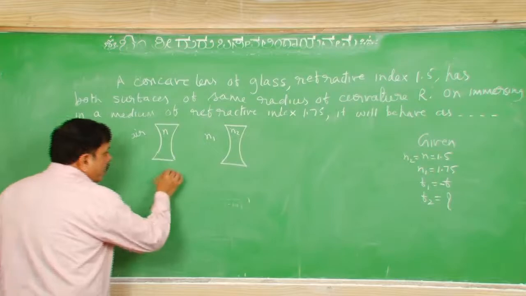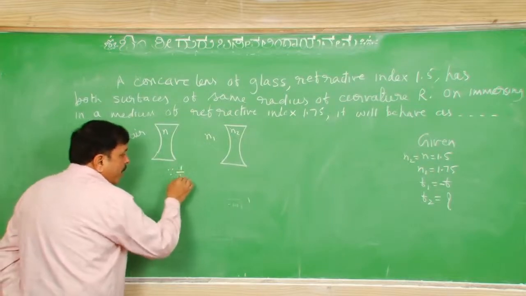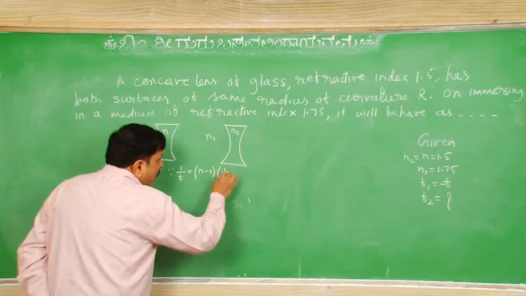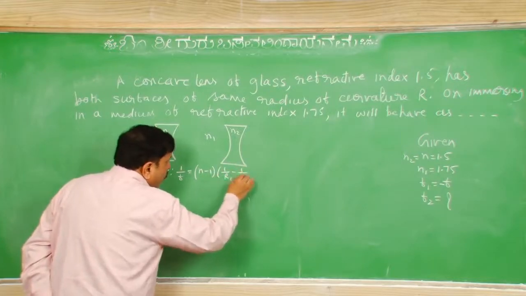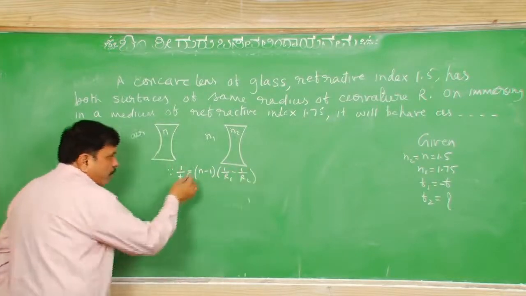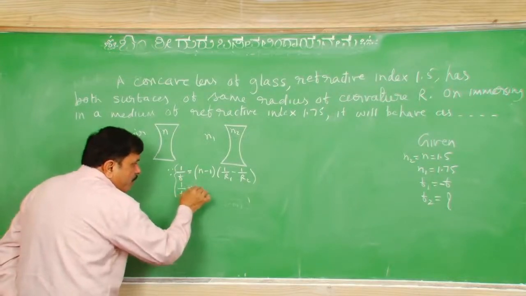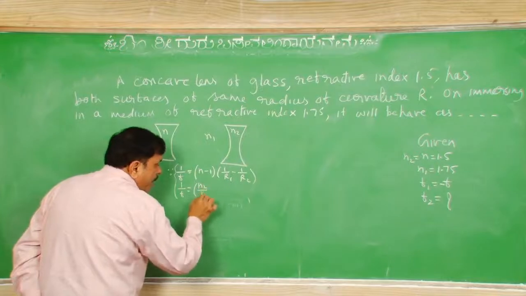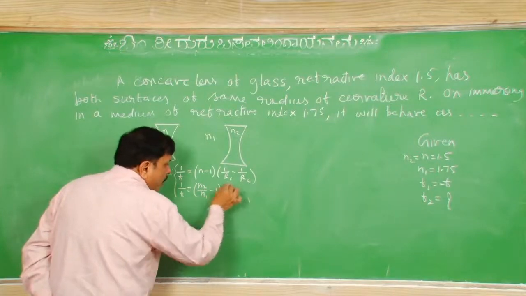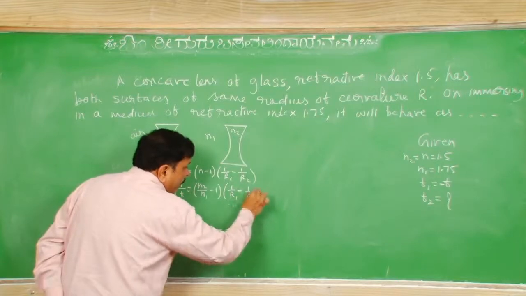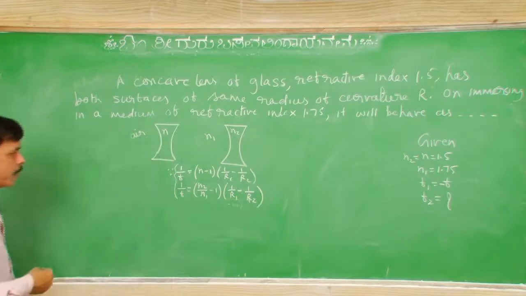Now, we know that 1 by F equals (N minus 1) times (1 by R1 minus 1 by R2) is the relation when one medium is there. And when two mediums are there, it will be (N2 by N1 minus 1) times (1 by R1 minus 1 by R2).